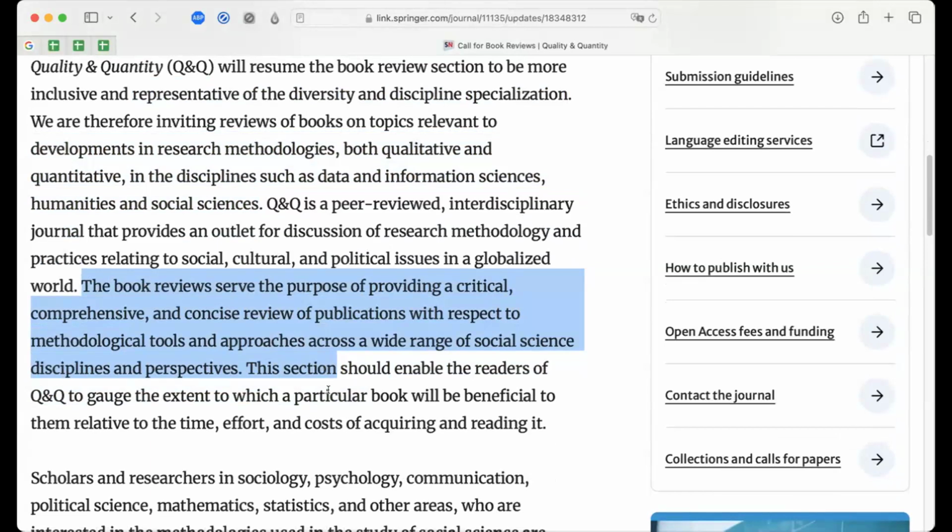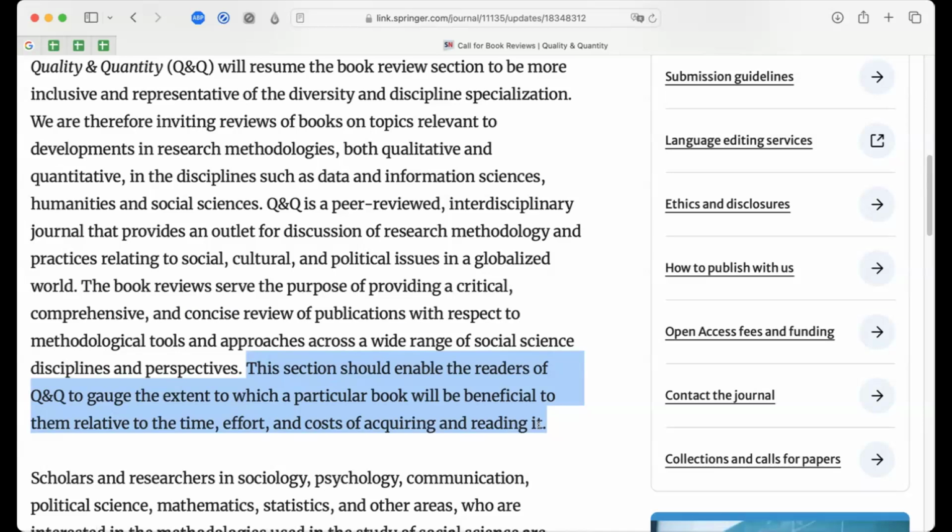And the book review section should enable the readers of the journal to gauge the extent to which a particular book will be beneficial to them relative to the time, effort, and costs of acquiring and reading it. Basically, for people who are in this field, subscribing to the journal or reading it through a subscribing institution like a library or a school, you read the book review and you want to come away knowing, is this something relevant to me? Will it be worth my going to read it, putting in the time and trouble to understand it, and the cost in time or money of getting it?